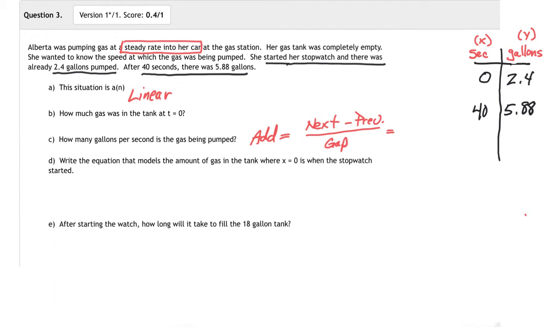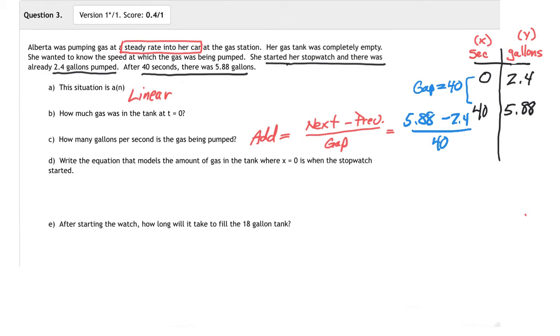Then we take the formula and try to solve that. So when you do next minus previous, that's 5.88 subtracting off the previous 2.4. Then we divide by the gap. The gap is how far apart these two things are. In this case, your gap equals 40. That's how far it is between the two coordinates. Then I divide by 40.